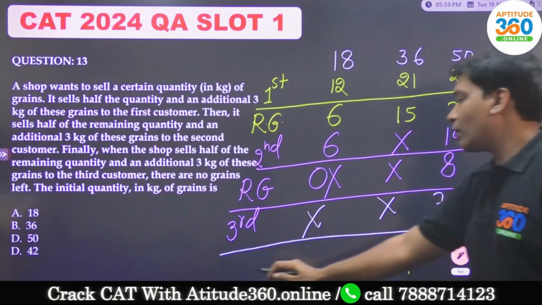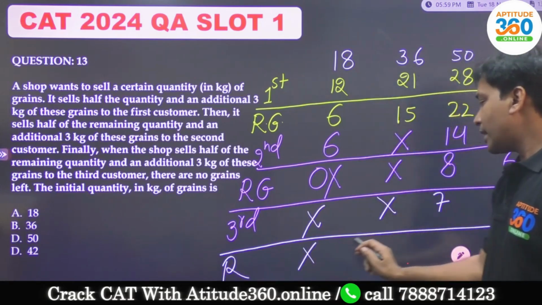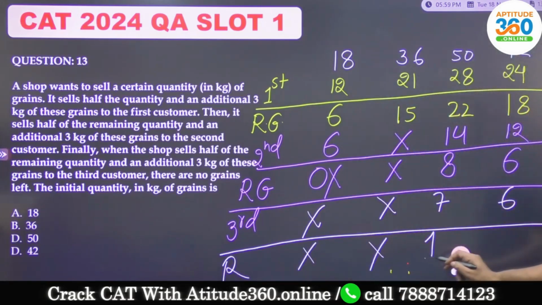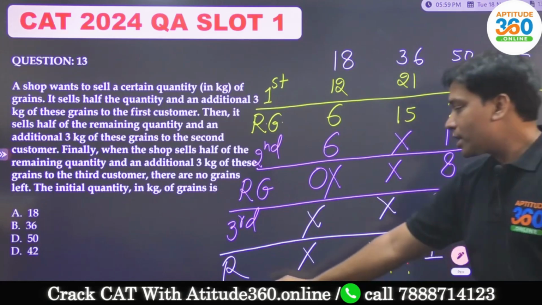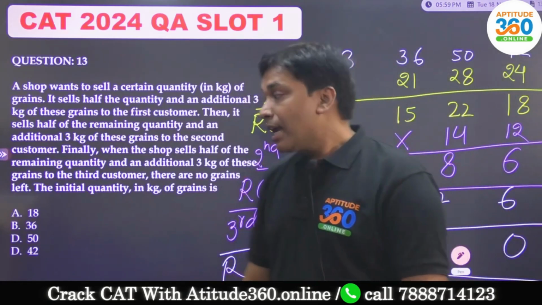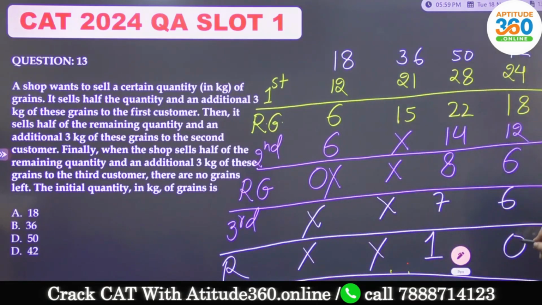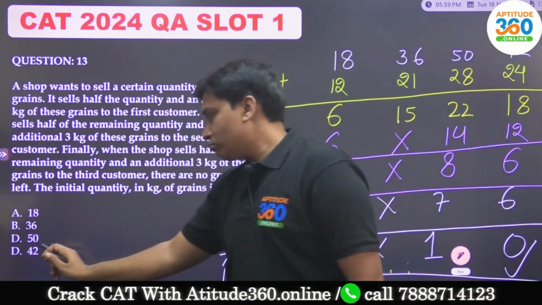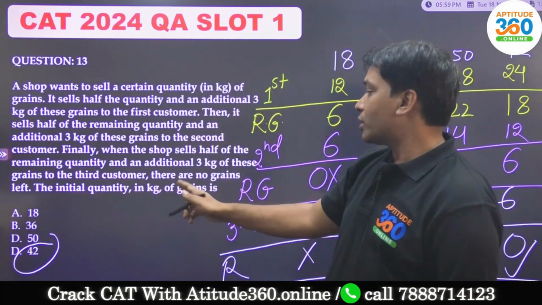And then what is remaining out here? So this is not the answer. 8 minus 1 is this. And what does your problem say? It says that there are no grains left, in which case you're having no grains left over here. So what should be your answer? 42. So what is this? The initial quantity in kilogram.